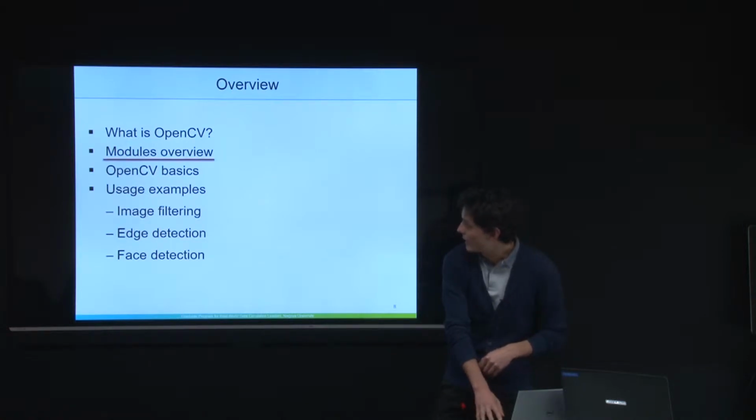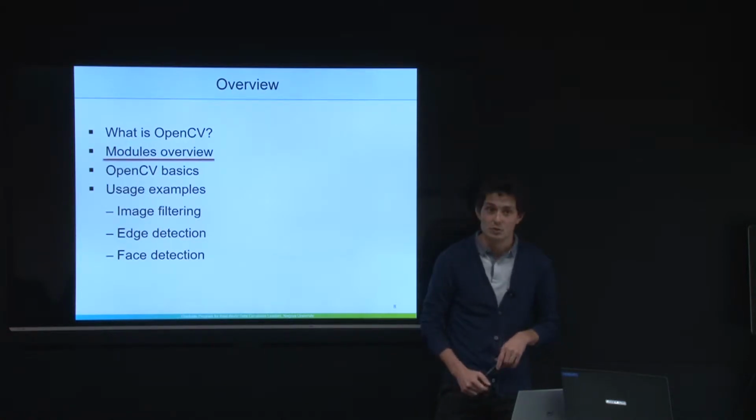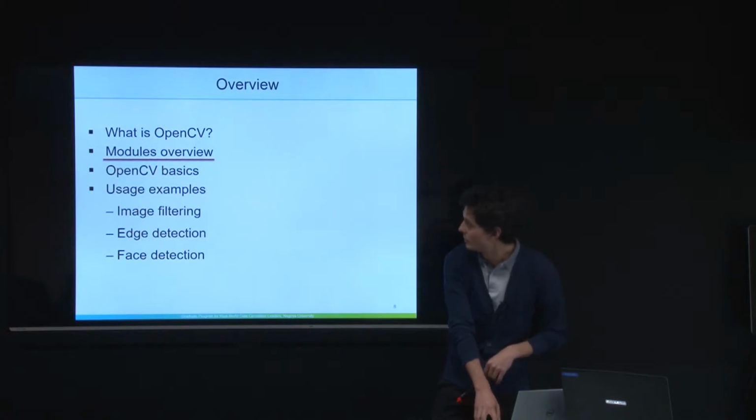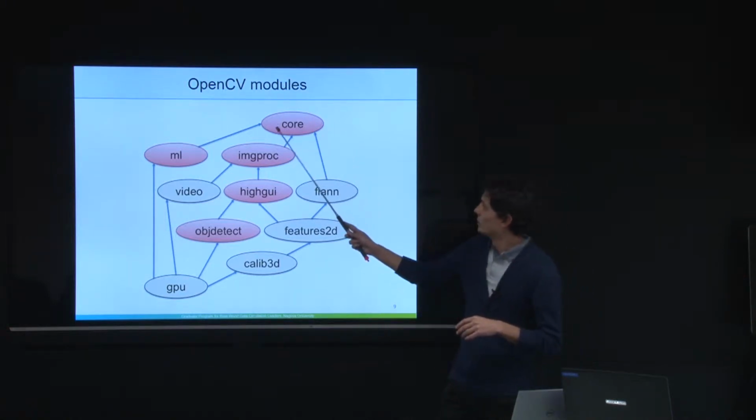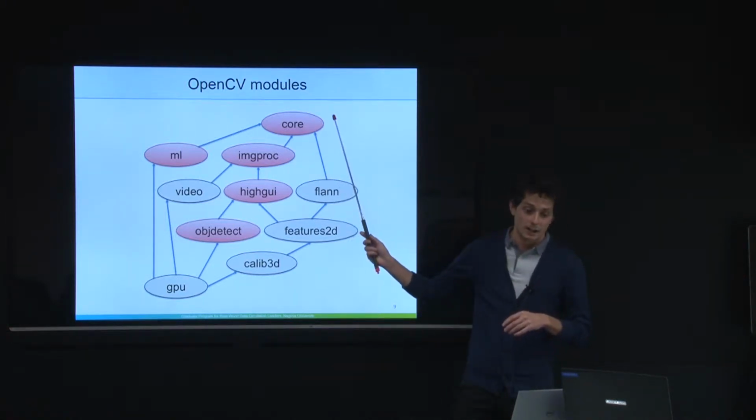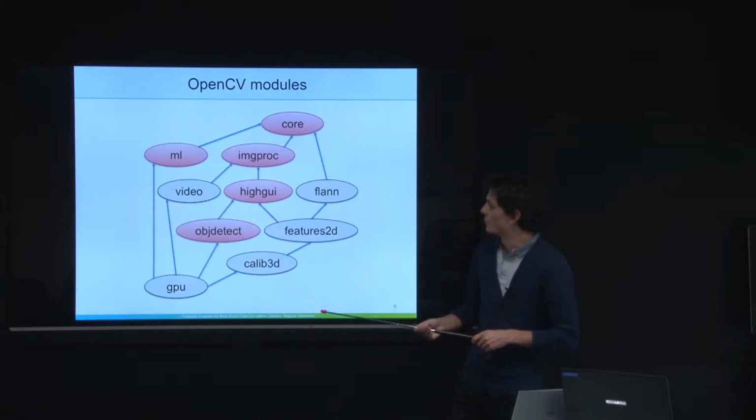So now let's have a look at just a brief overview of the modules. Some of this is a little bit repeated, but this is what the structure of the OpenCV library is like. Core has all of the core functionality. We'll go through each of these in just very brief detail.